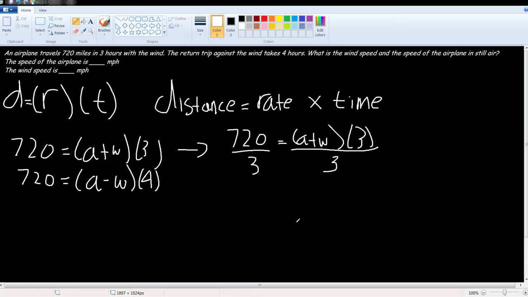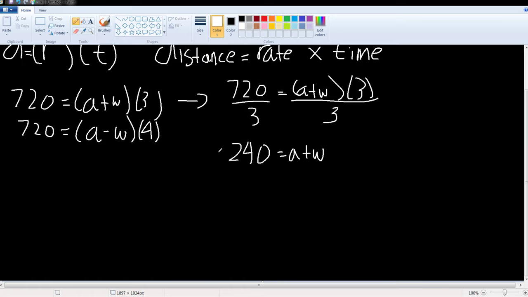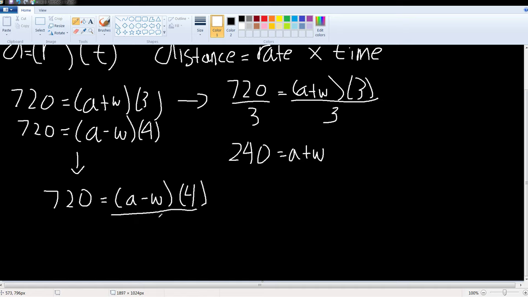72 divided by 3, I believe, is 24, and we'll tack on a 0, so that'll be 240 is equal to A plus W, right? The second equation, we have 720 is equal to A minus W multiplied by 4. We could divide by 4, right? And then if we do 720 divided by 4, we get 180 is equal to A minus W, right? So let me just have these two equations here.